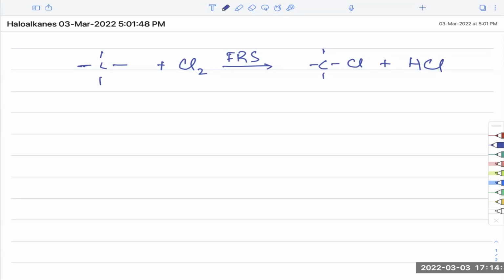So for example, if I gave you this compound, what's its name? It is chloropropane because the main long chain is this one, and there are 3 carbons in it, and there's chlorine on the second one. So this is 2-chloropropane. This is a haloalkane.